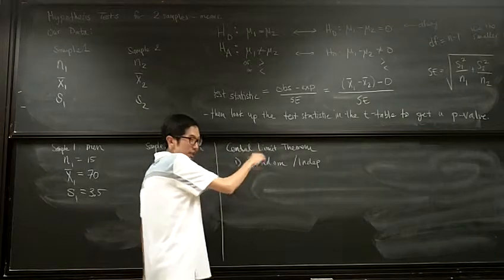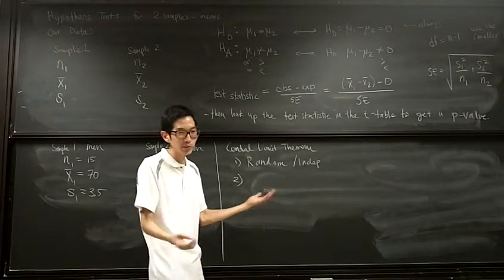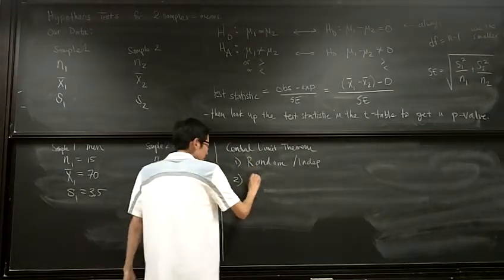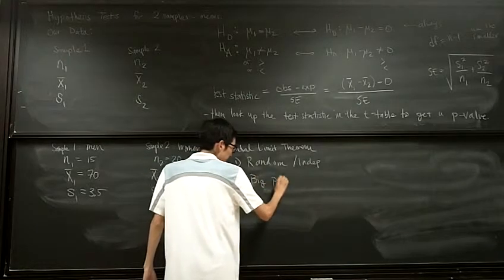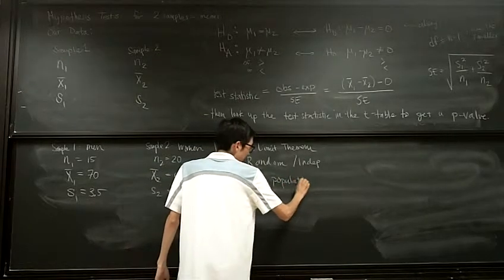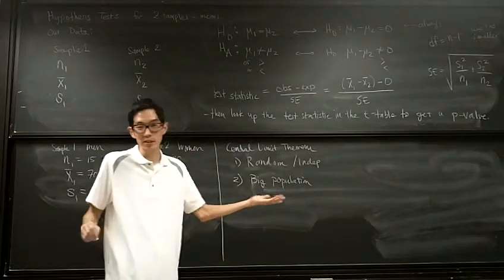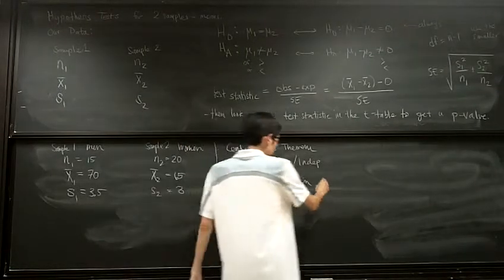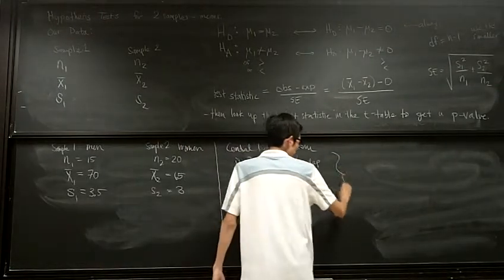Number 2, we have big population or large sample, whichever one you want to talk about. Okay. So this one is still the same. Big population, same as before. The population needs to be at least 10 times bigger than your sample. Okay, same as before. So these two, same as before.